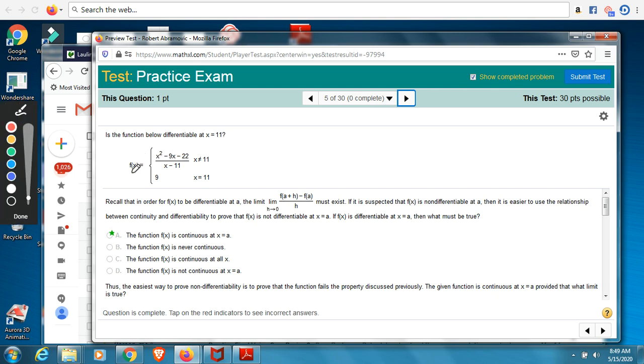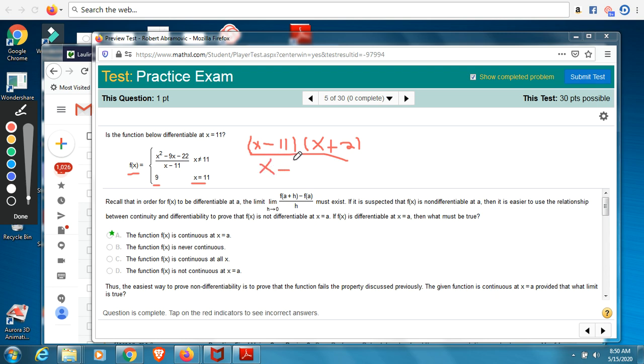Now, to determine continuity, we have to see, does the limit as x goes to 11 of f of x exist? And if so, is it equal to the value of the function at 11, which in this case is 9? Now, x squared minus 9x minus 22. We factor this, we get x minus 11 times x plus 2. So the x minus 11 factors cancel. We're left with x plus 2, provided x is not equal to 11. When you plug in x equal to 11 in this expression x plus 2, what we get is 13, right? 11 plus 2 is 13.